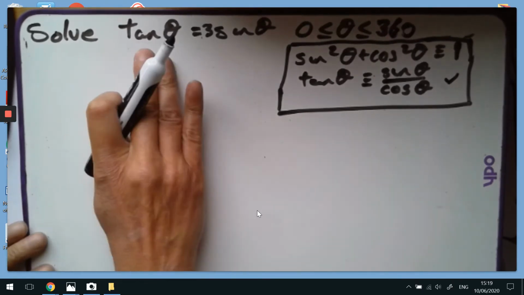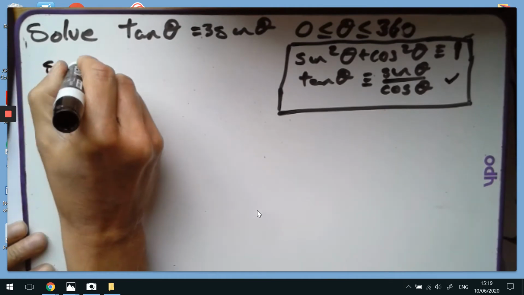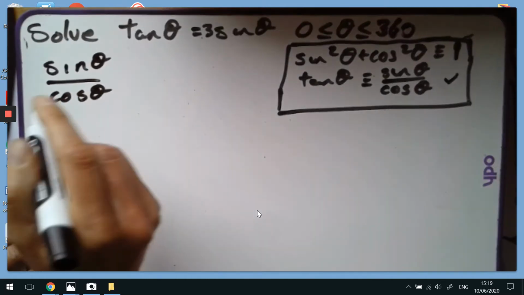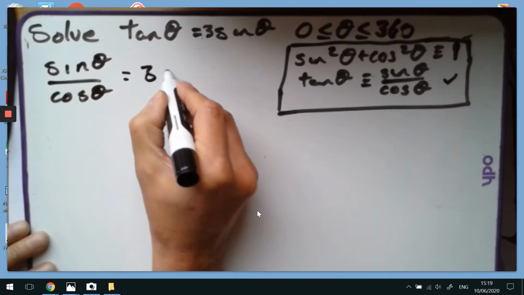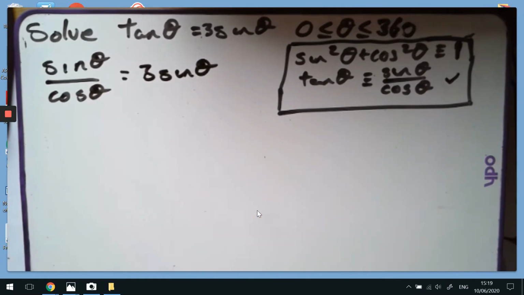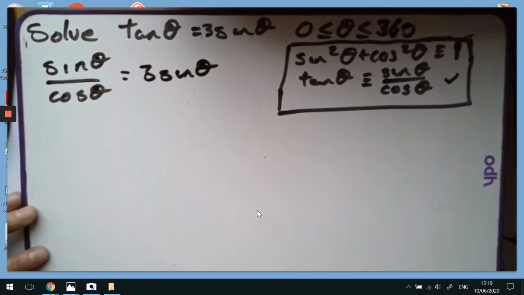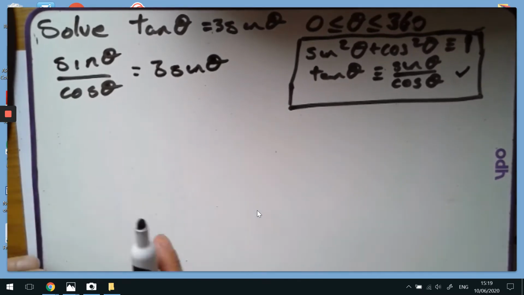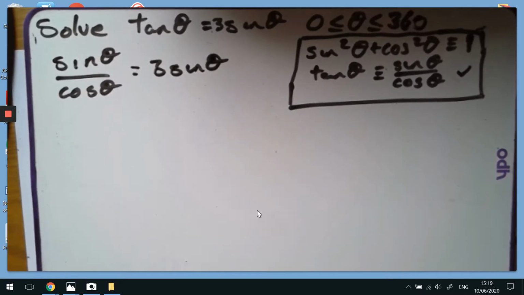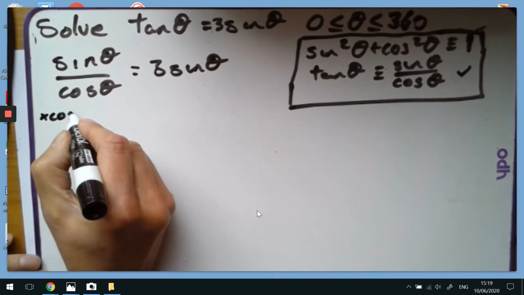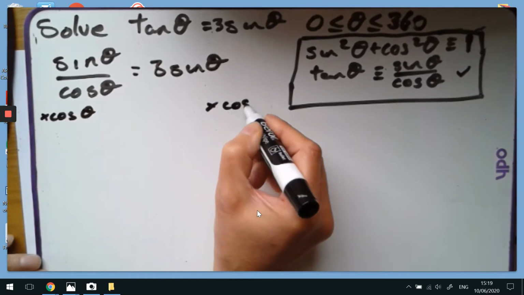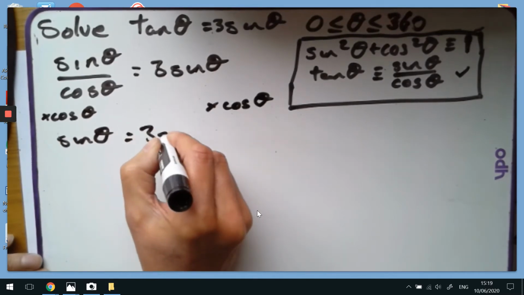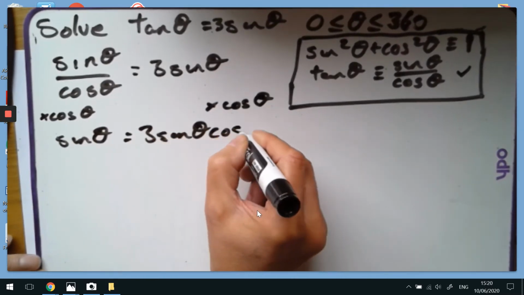So I'm going to take my tan theta and replace it with sine theta over cos theta. Not sure if that's looking any more simple at the moment, but you'll see how it pans out in a second, and this will come with experience. Okay, so now I'm going to multiply through by cos theta. So I've got sine theta equals 3 sine theta cos theta.